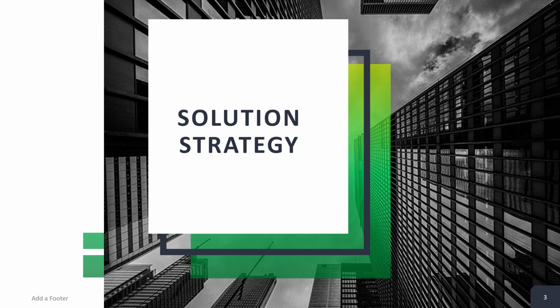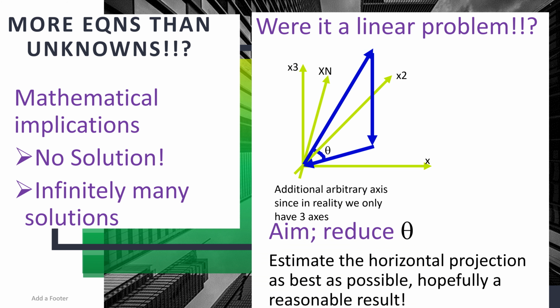So I'll introduce a little bit of the solution strategies for overdetermined systems. To bring clarity, if it were a linear problem, what would we do, or what is the physical meaning? Mathematically speaking, if we have an overdetermined system, meaning more equations than unknowns, then there is either no solution or infinitely many solutions.